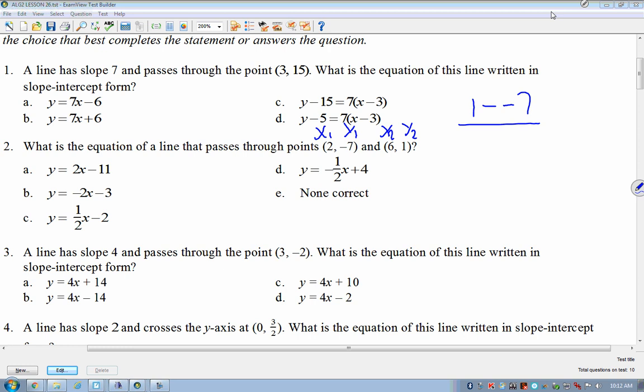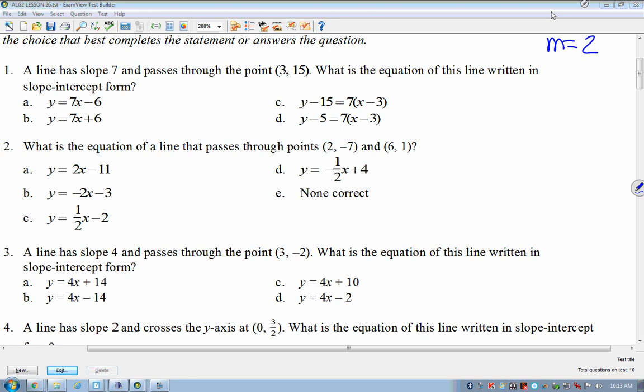Okay, 1 minus negative 7, and 6 minus 2. Okay, what's 1 minus negative 7? 8. And 6 minus 2 is 4, which gives me a slope of 2. Okay, so I got a slope of 2. Good. All right. I'm going to go ahead and erase this work. Hopefully you guys understand that, but we're going to get m equals 2. We'll put that out of the way for now.